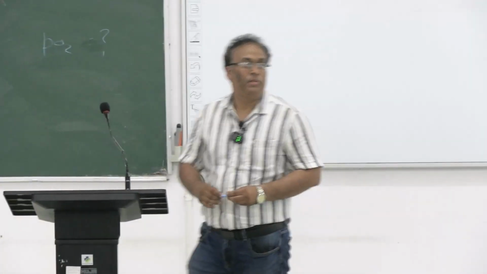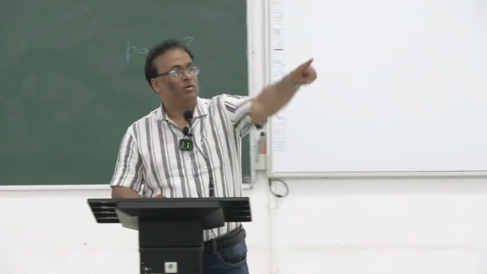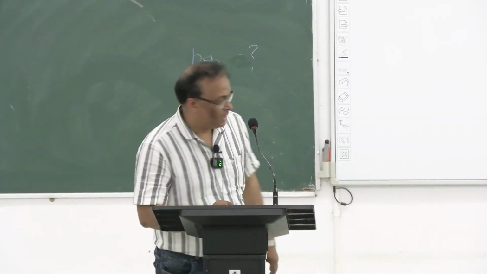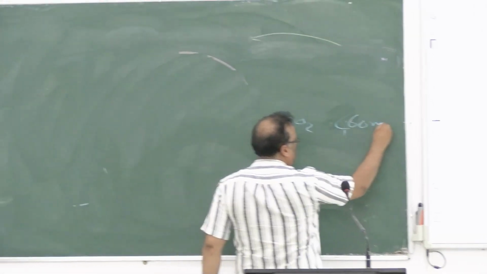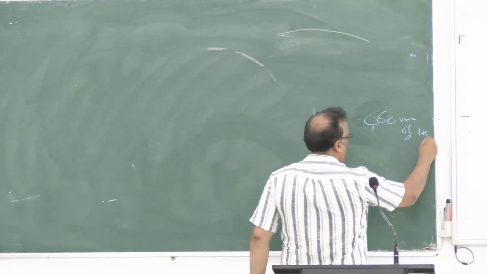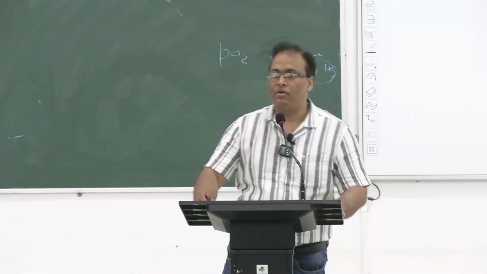Come on, who will say? Yes, less than 60 millimeter of Hg. So if it is less than 60 millimeter of Hg, only our peripheral chemoreceptor responds. Name the peripheral chemoreceptors?